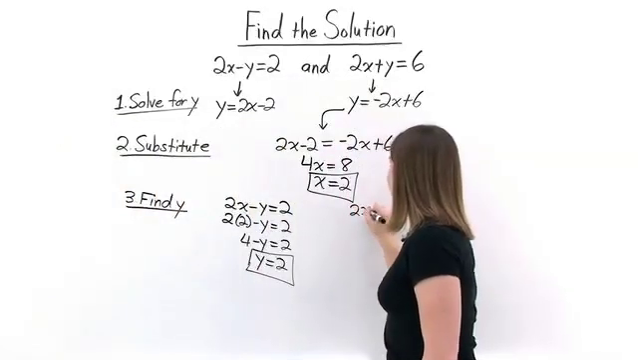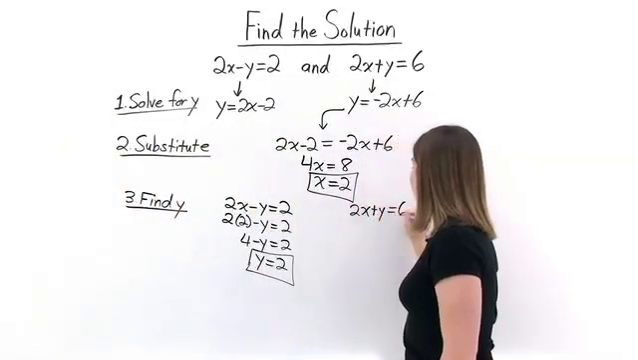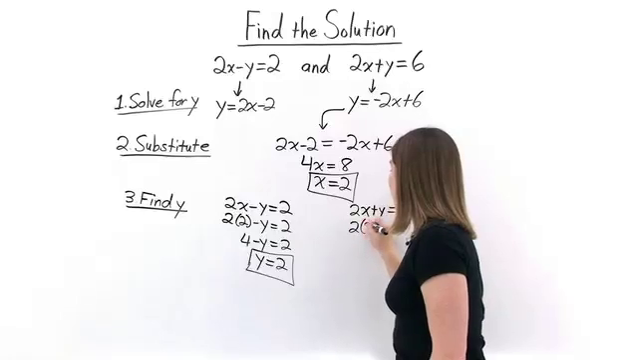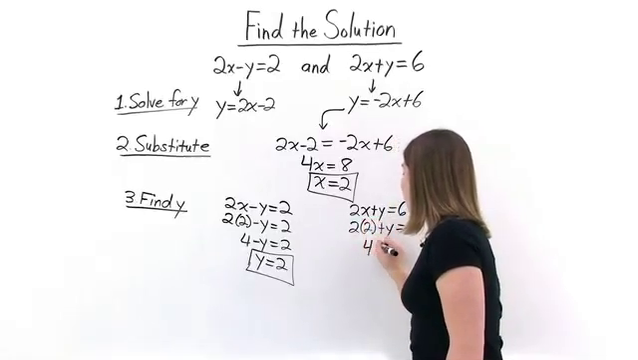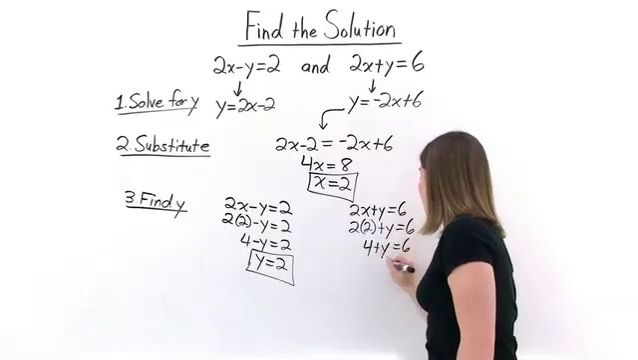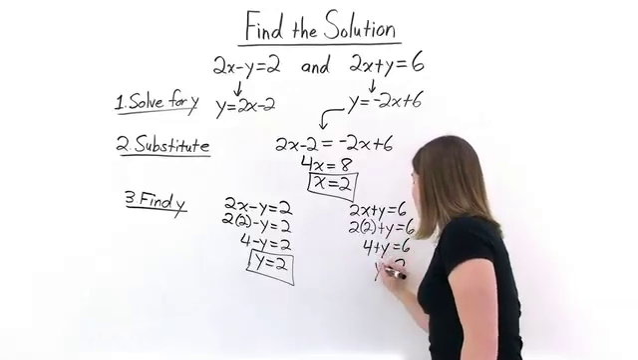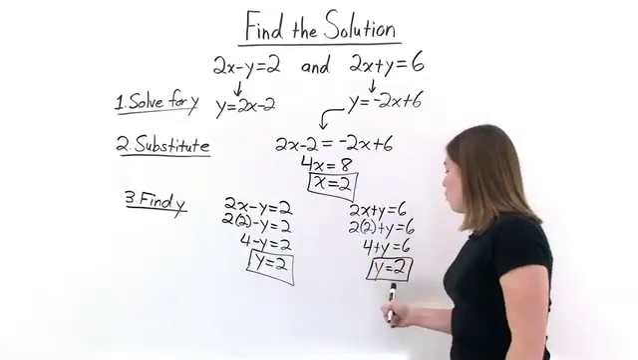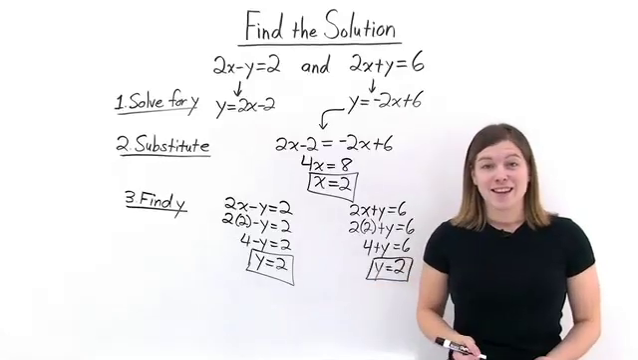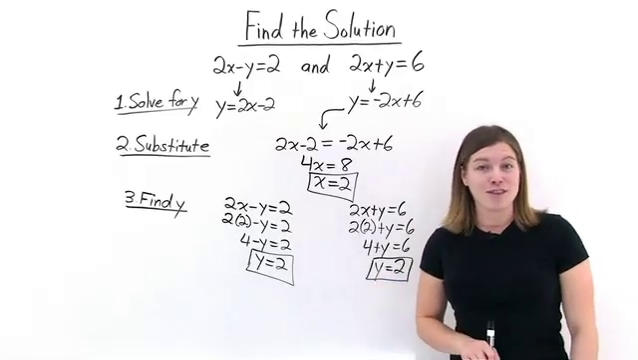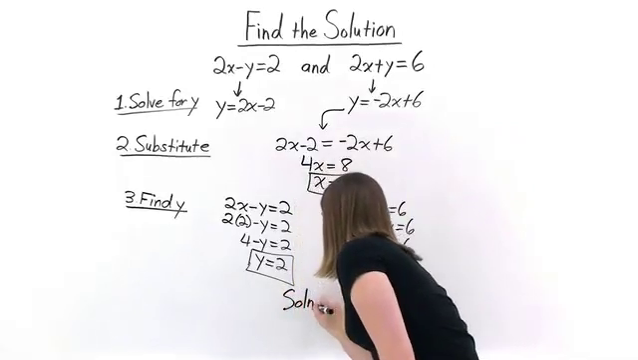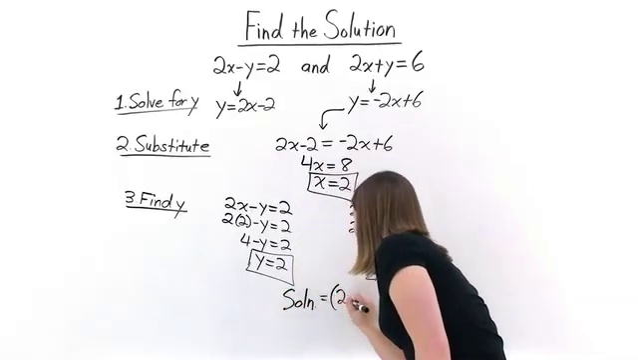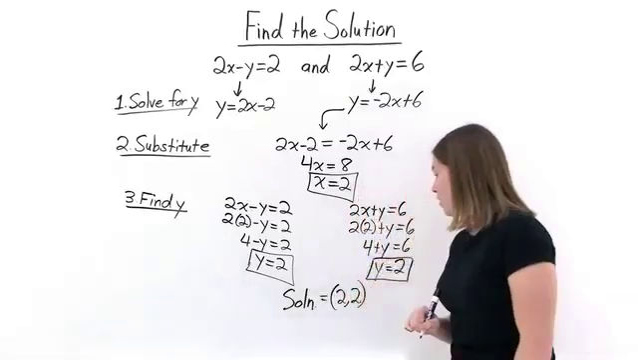So we have 2x plus y equals 6. Substituting in 2 for x, we solve and we have 4 plus y equals 6, or y equals 2. So we got y equals 2 again. That means we have all the pieces we need to write our solution. Our solution is just the xy ordered pair, (2, 2).